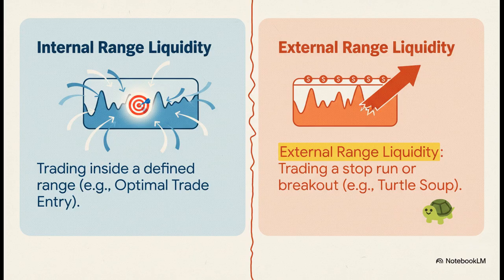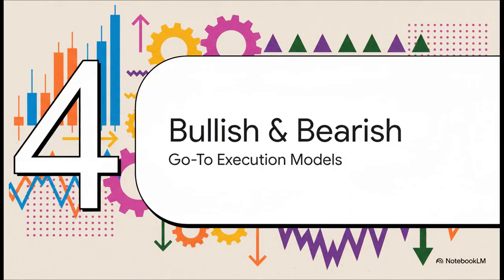You're either trading for internal range liquidity, which means you're entering inside an existing price swing, like with an optimal trade entry, or you're going after external range liquidity, which is all about trading a breakout or a stop run, the classic turtle soup pattern. Every single setup we're about to look at fits into one of these 2 buckets. That's it. Okay, let's get visual.